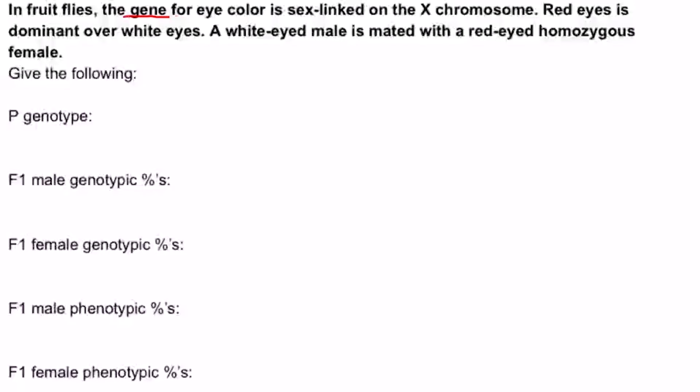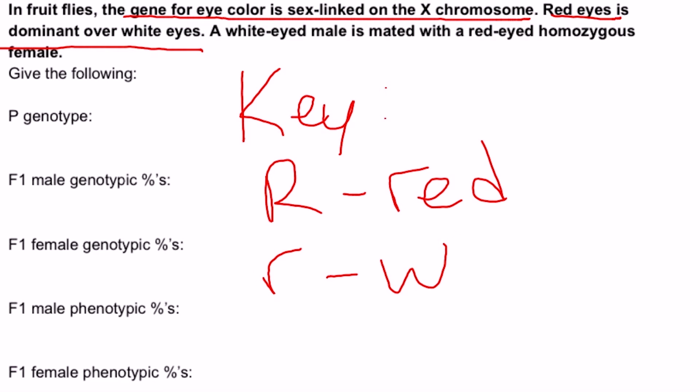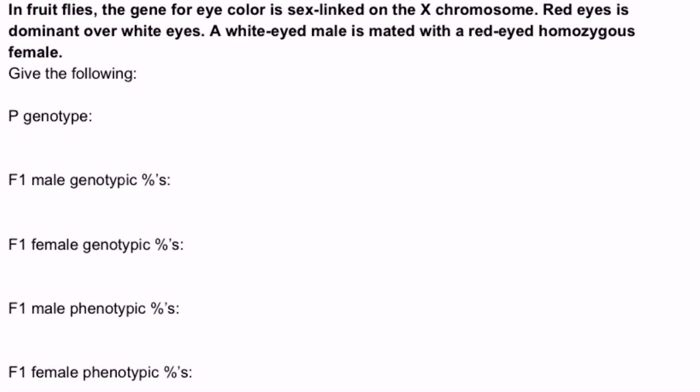So next up is going to be some sex-linked questions. So the gene for eye color is sex-linked on the X chromosome. Red is dominant over white. So when we do our key, you're going to see that red is going to be big R, and white is going to be little r. So now keep in mind that females have X and X, whereas males have X and Y. That's going to come into play when you only have alleles being passed down on the X chromosome. So males are only going to get one set of alleles on this cross.